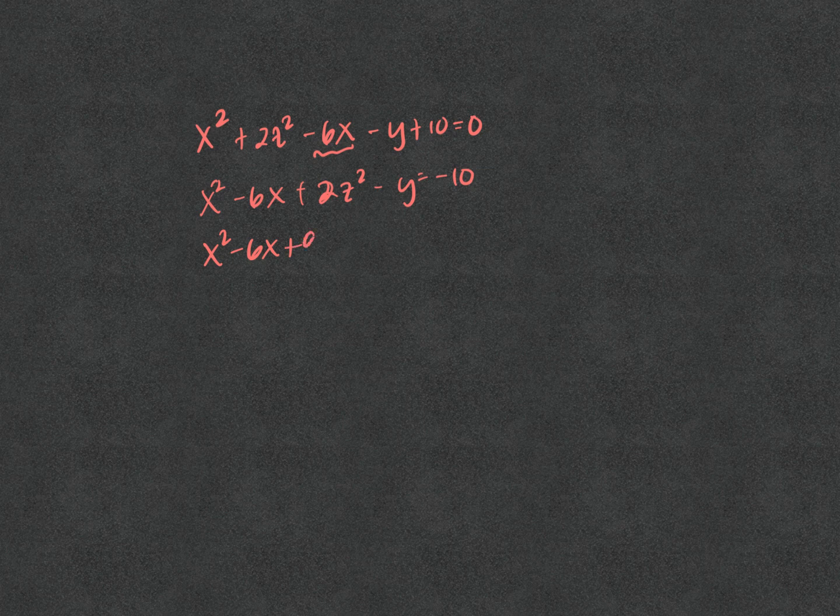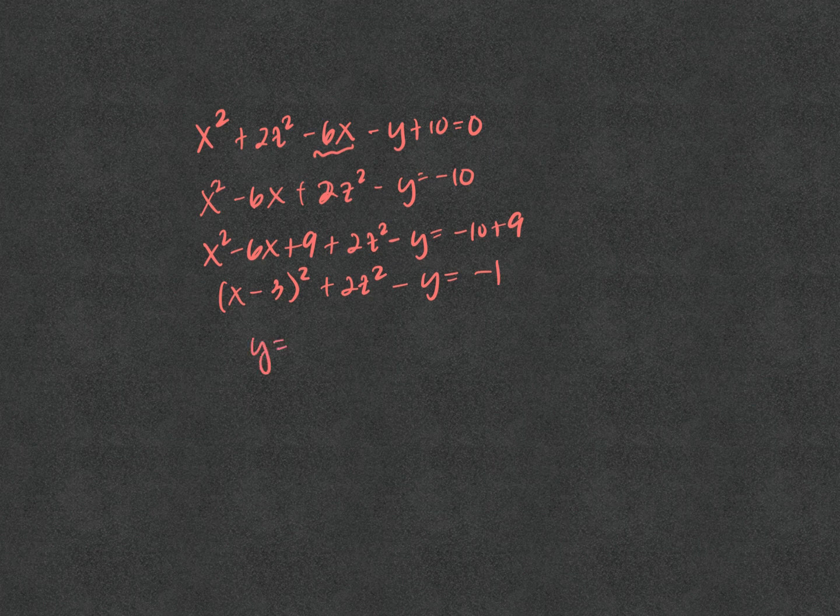X squared minus 6x plus 9 plus 2z squared minus y equals negative 10 plus 9. So we're going to have a negative 1 there. That's weird. X minus 3 squared plus 2z squared minus y equals negative 1. Now, if we do like we saw earlier, and let's set that y to the other side. So y equals x minus 3 squared plus 2z squared plus 1. Then we have what we can see as a better look.